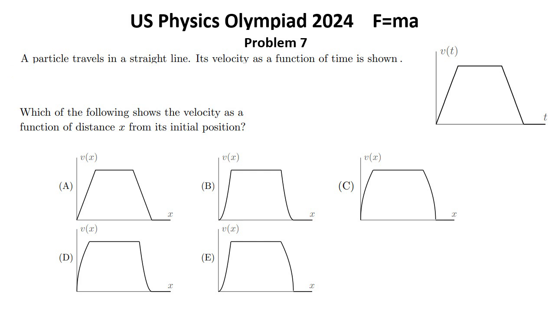Problem number 7. A particle travels in a straight line. Its velocity as a function of time is shown below. Which of the following shows the velocity as a function of distance x from its initial position?